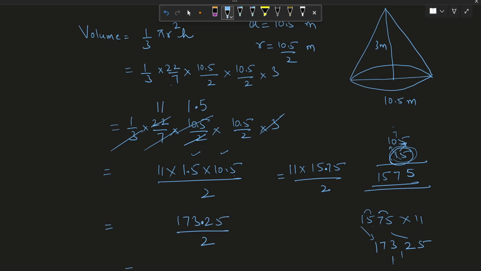Let's divide it by 2. 1 cannot go, so 17. 2 eights are 16, so 1 remainder, so 13. 2 sixes are 12, 1 remainder, point, so 12, so we'll again go by 6. For 5 you will take 2 and then 5. This much centimeter or meter, it's meter cube. Units given are meter, so volume units will always be in cube, so it's meter cube.